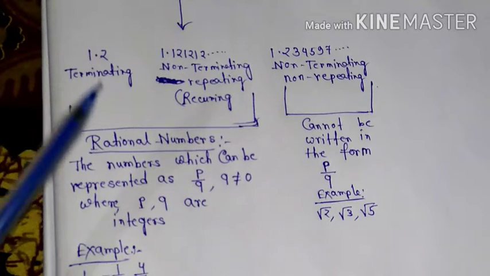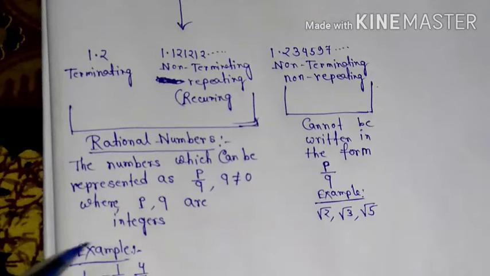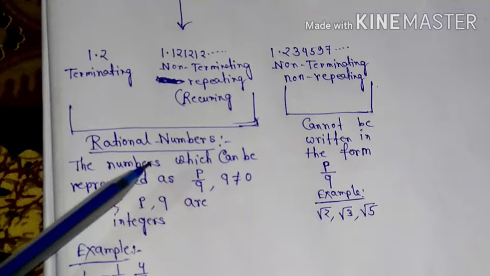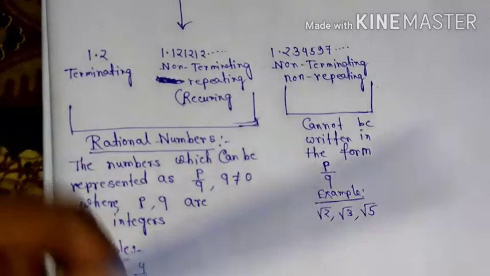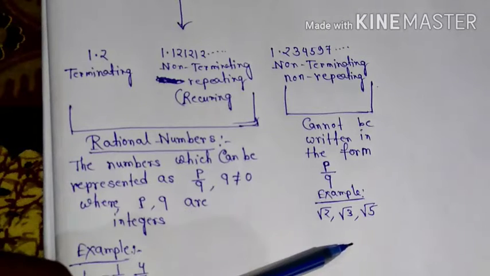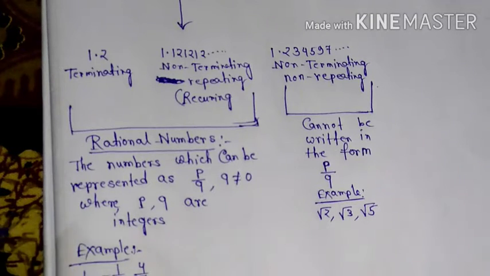As examples of rational numbers, which we can represent as p by q, like 1 by 2, minus 1 by 5, 4 by 7. These are rational numbers, and we also discussed rational numbers in the previous class. Examples of irrational numbers: root 2, root 3, root 5.